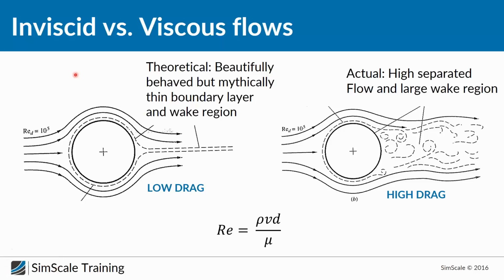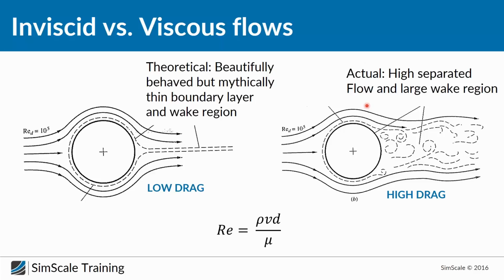Let me use my laser pointer. So here we have the flow coming from the left, following the curvature of the sphere, and then somehow we have a wake region. Yes, and it looks very beautiful. And in theory, this can happen, but only in theory. And it would have a quite low drag. But in reality, the flow is looking different.